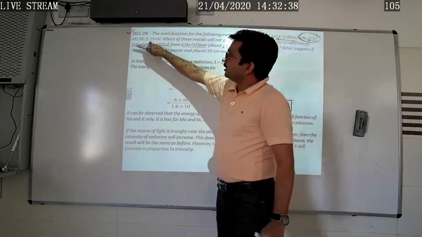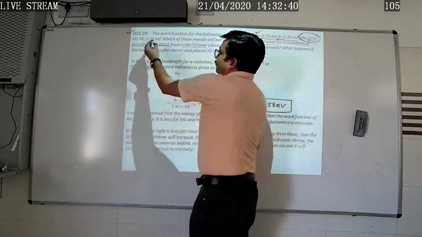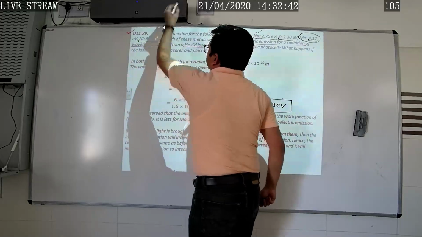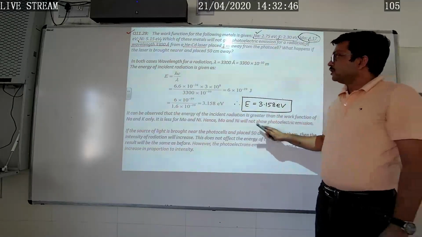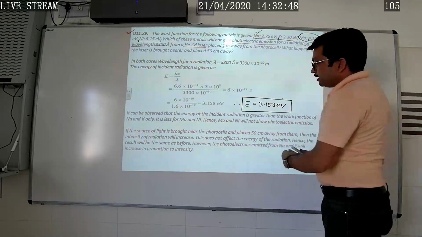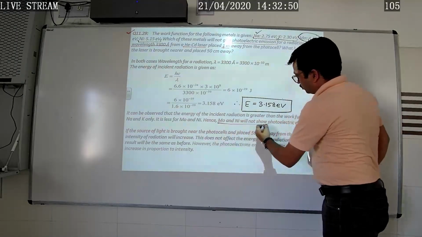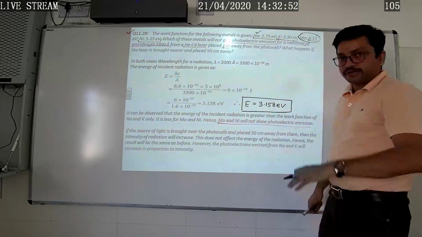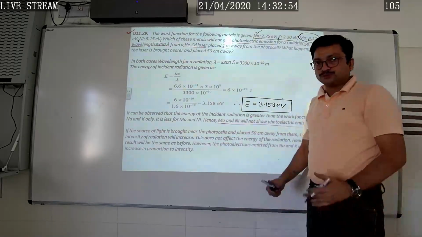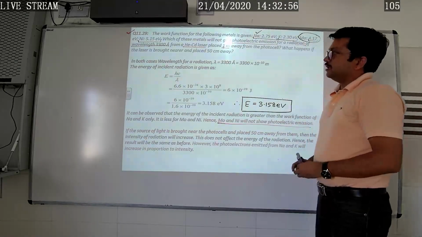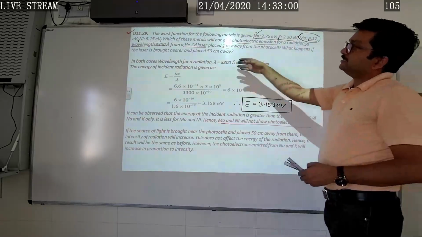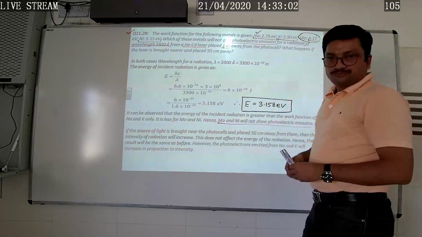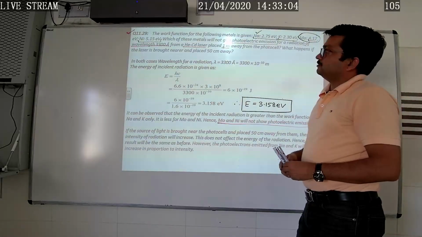Here again, nickel's work function is greater than the energy of the incident radiation. So molybdenum and nickel will not show photoelectric emission, and the rest of the metals will show photoelectric emission. Now in the second case he is asking what would happen if the laser is brought nearer and placed 50 centimeter away.